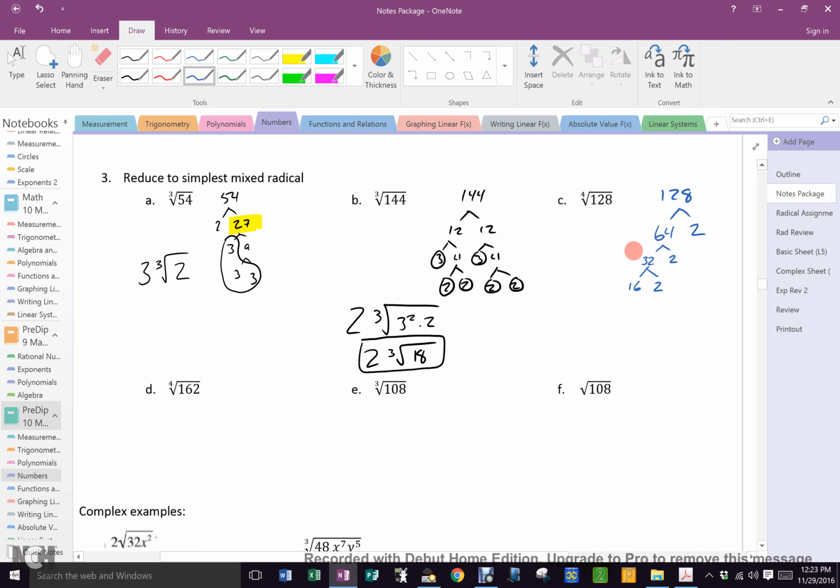I know the fourth root of 16 is 2, so it's 2, fourth root. And what did I leave under there? 2, 2, 2. 2 cubed, which is 2, fourth root 8. Cool? Everybody okay? All right. So what would 162 be?